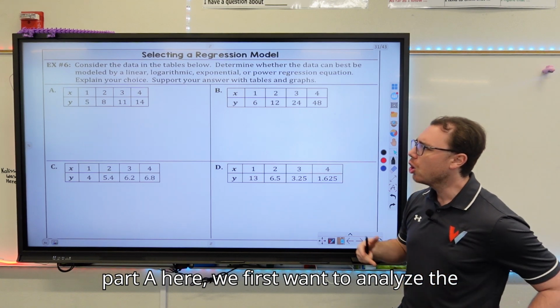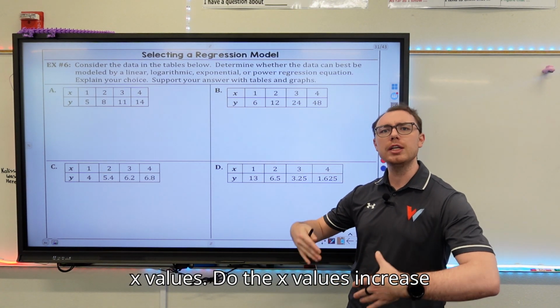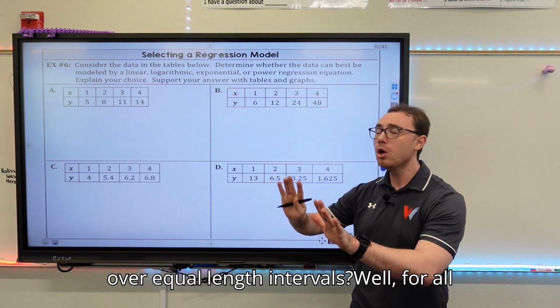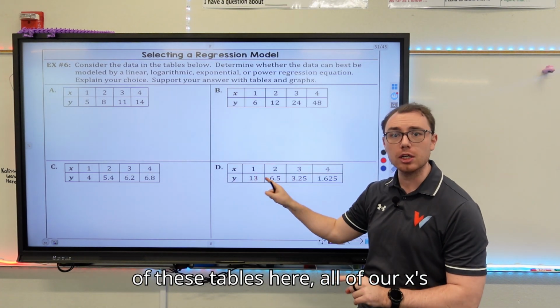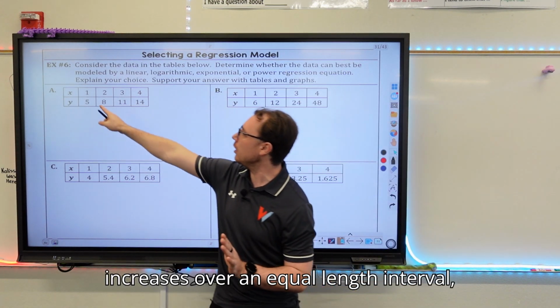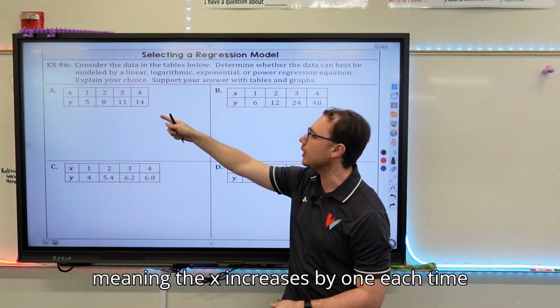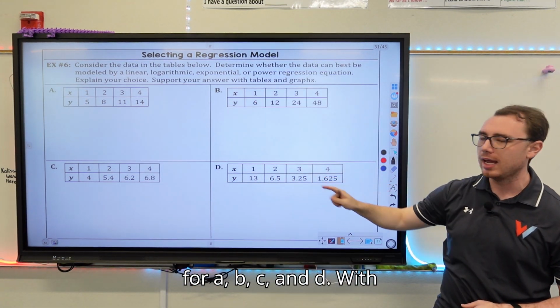In part A here, we first want to analyze the x values. Do the x values increase over equal length intervals? Well, for all of these tables here, all of our x's increase linearly, meaning this increases over an equal length interval, meaning the x increases by 1 each time for A, B, C, and D.